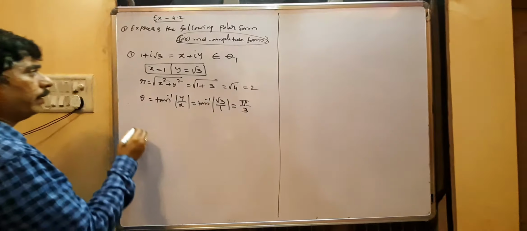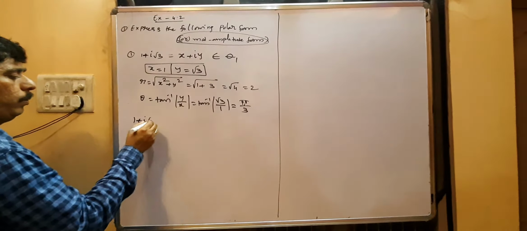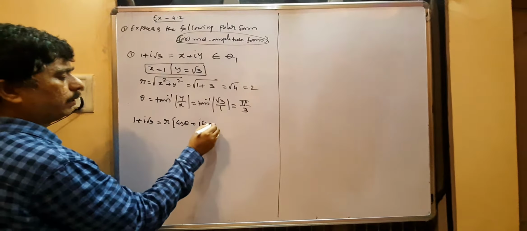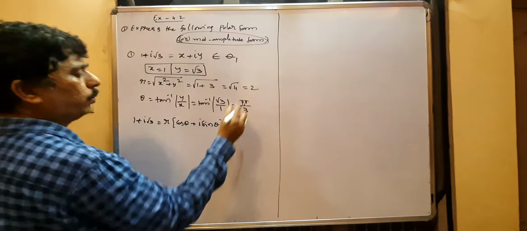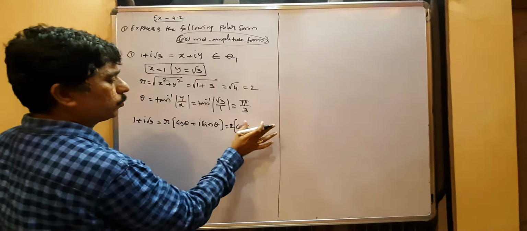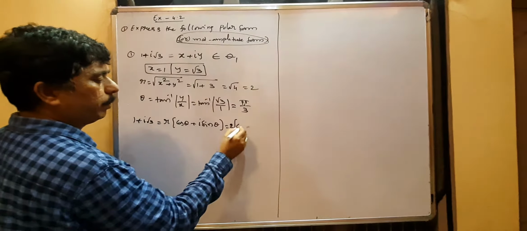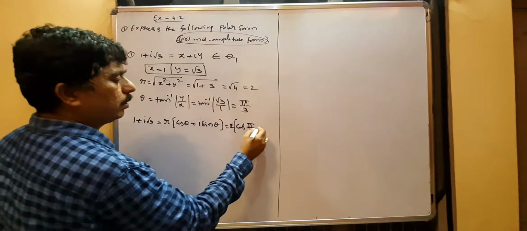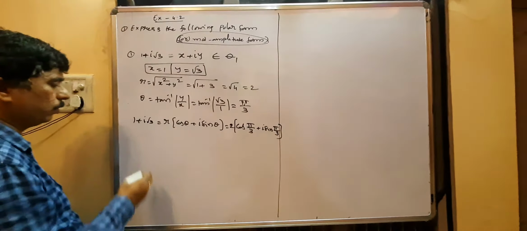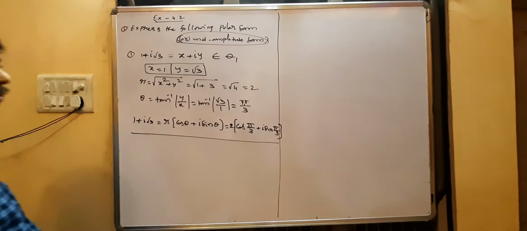Then 1 plus i root 3 equals r into cos theta plus i sin theta. What is the r value? 2 times cos pi by 3 plus i sin pi by 3. That is the answer, copy that. Some of the boys attended classes, so it is not necessary. After the problem, this model you can copy.